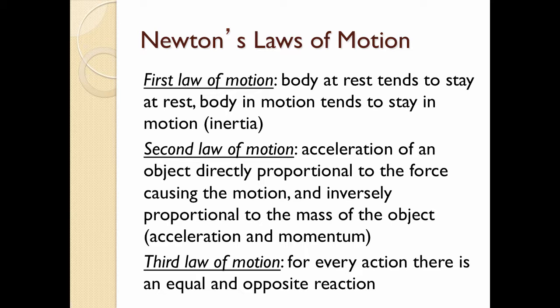The second law of motion is acceleration of an object is directly proportional to the force causing the motion and inversely proportional to the mass of the object. So we see that in somebody that's big trying to throw a shot put versus somebody that's small trying to throw a shot put, or how you can throw something with very little mass as hard as you can and it barely goes anywhere. So if you have a wiffle ball and you try to throw a wiffle ball compared to a baseball, the baseball has more mass, it's going to go farther.